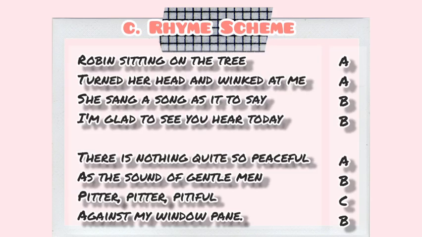Let's have another example. Let me read you this. A robin sitting in the tree turned her head and winked at me. She sang a song as if to say, I'm glad to see you here today. Here is nothing quite so peaceful as the sound of gentle men. Piper, piper, pitiful against my window pane. The first stanza followed the pattern AABB of the rhyme scheme, and it's different from the second one, whose rhyme scheme is A, B, C, D.